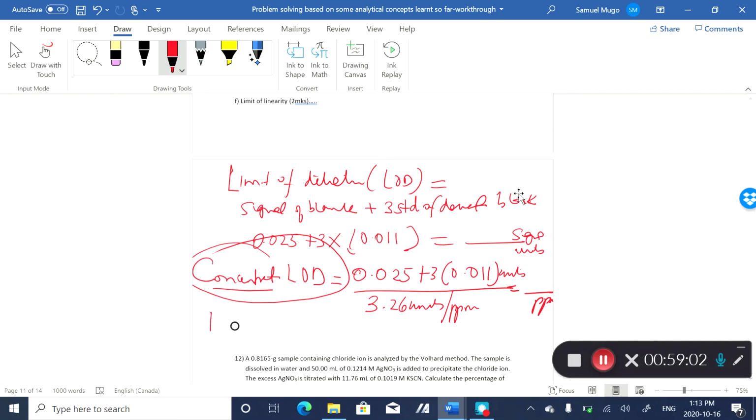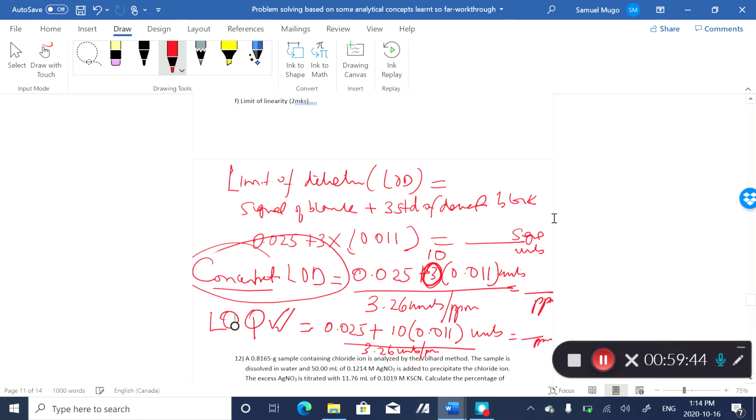Now remember again, limit of quantification is exactly the same as limit of detection. The only difference is you replace the 3 with 10. Okay, so take note of that. The limit of quantification is going to be 0.025 plus 10 times 0.011, and of course those are the units. If you've been asked to calculate the concentration, divide by 3.26 units per ppm, and you can see the answer you get is going to be in ppm.